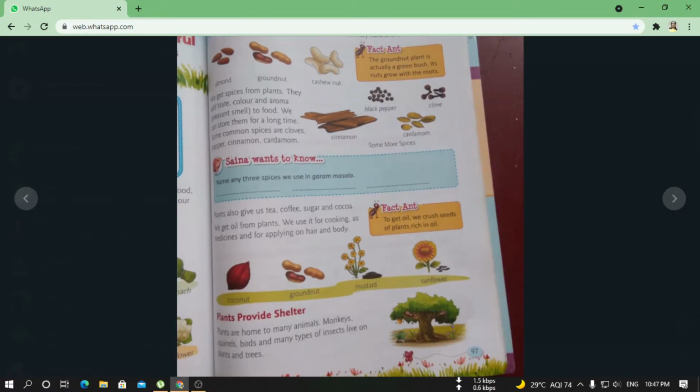almond, groundnut, cashew nut. These are the three things that grow with the roots: almond, cashew nut and groundnut. We get spices from plants, and these are the nuts that we get from plants.